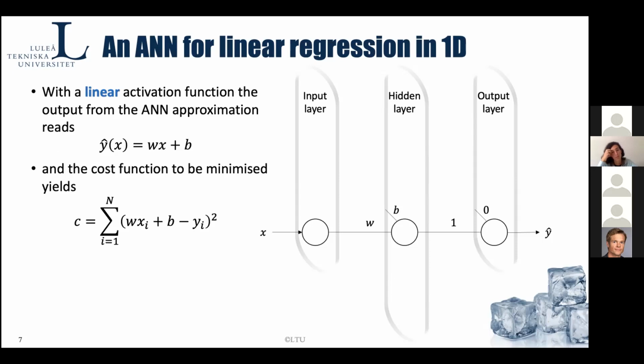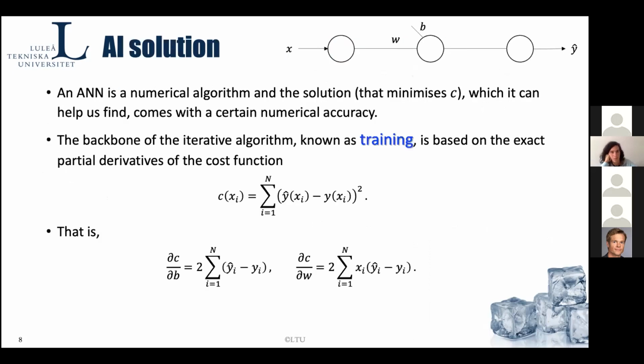With these settings, the approximation is a linear function, of course, and the cost function is a very simplistic quadratic form. Now, training the network consists of minimizing this cost function, and to do that, we need to find the weights and the biases that does that. And with this explicit expression of the cost function, we can, of course, obtain those partial derivatives directly, as we see here on the bottom of the slide.